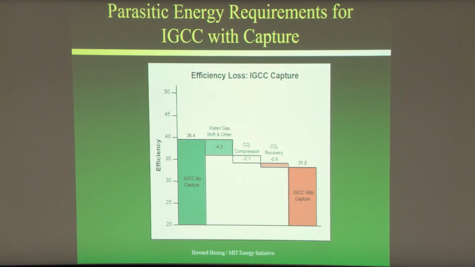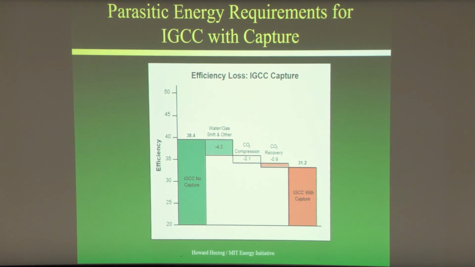If we look at the efficiency loss, once again starting with our 38.4% plant, the biggest loss here is in the water gas shift. We're basically boiling water, and it's a fairly significant amount. We have CO2 compression, and the CO2 recovery part itself, which was the big part in the other plants, is very small here. And you have a little higher efficiency at the end than we had with post-combustion capture.